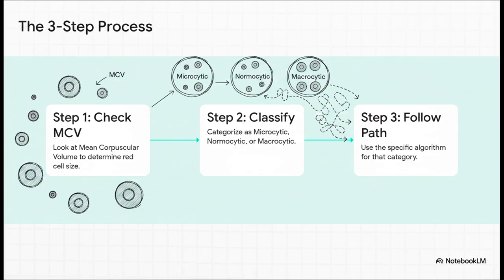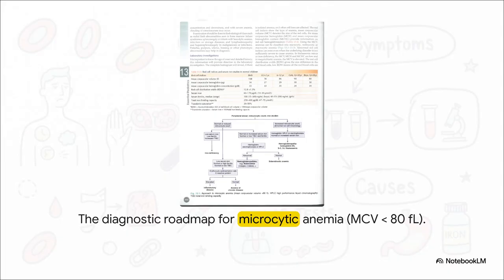First, look at the MCV. That tells you the average size of the red blood cells. Then, based on that size, you put the anemia into one of 3 buckets: microcytic for small cells, normocytic for normal-sized cells, or macrocytic for big cells. And from there, each bucket has its own clear diagnostic path to follow. Simple as that. Let's dive into that first bucket, microcytic anemia.